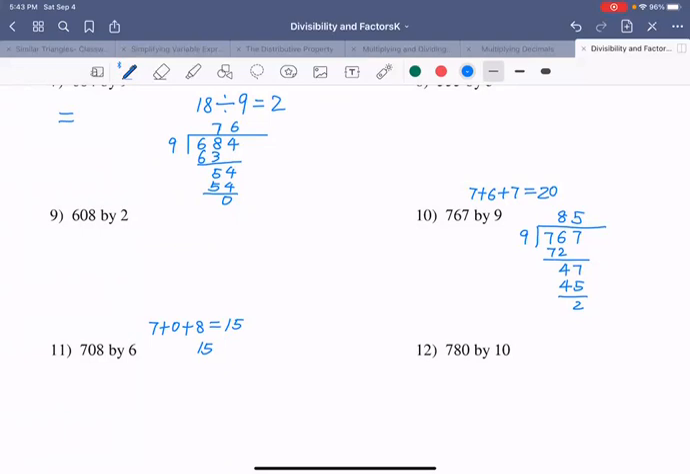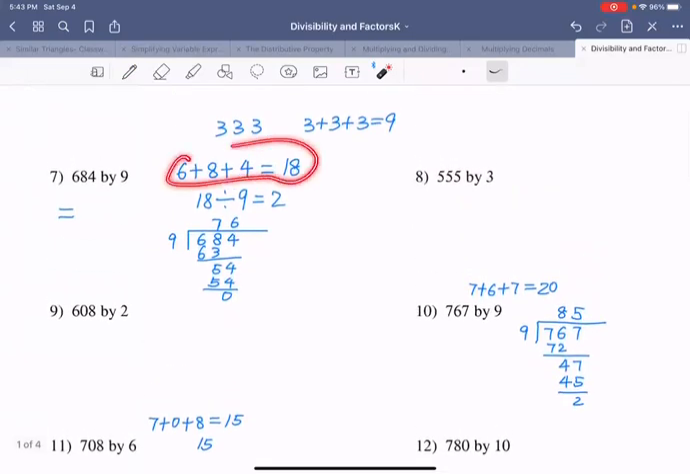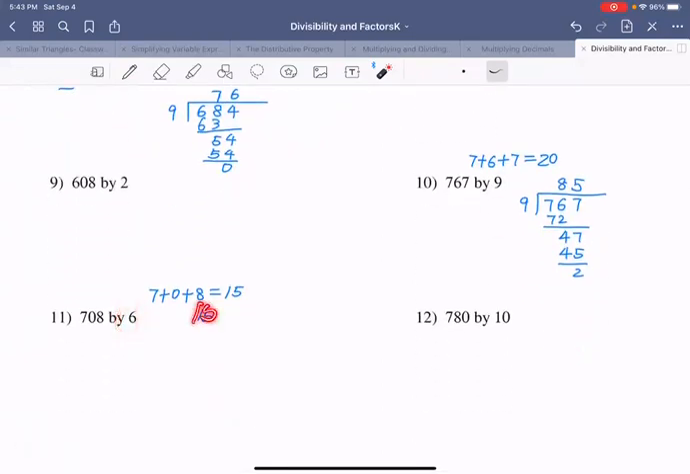Hey, hold on. This is different. Divisible by 9, you add them together. If the sum is divisible by 9, this number will be divisible by 9. Divisible by 6, you are not going to do this guy divided by 6. It's different. Okay, let me finish my statement. 15 is divisible by 3, correct? Yes. So if those numbers added together are divisible by 3, this number will be divisible by 3.